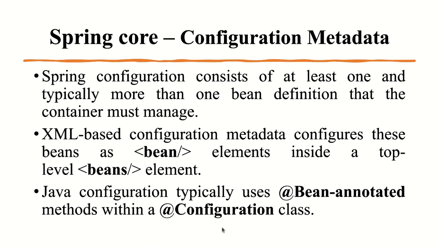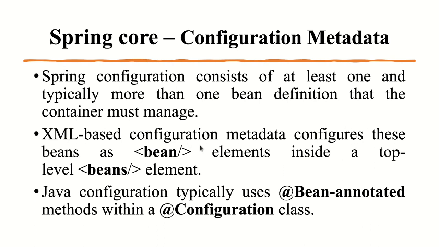Now, how will the configuration metadata be given? Spring configuration consists of at least one, and typically more than one, bean definition that the container must manage. There are two ways in which we can give the configuration. One is called XML based, another is called Java based. Now we are going to see how XML based configuration metadata can be given to the Spring containers, and how we can configure the beans.